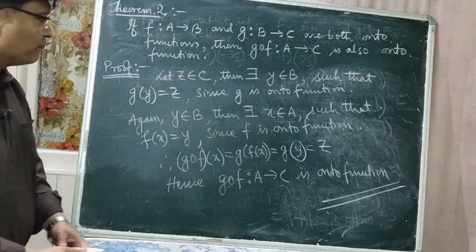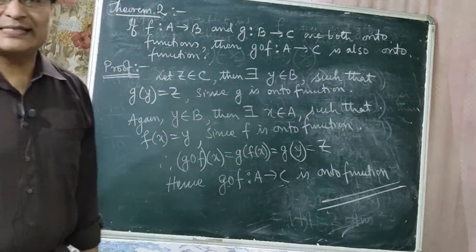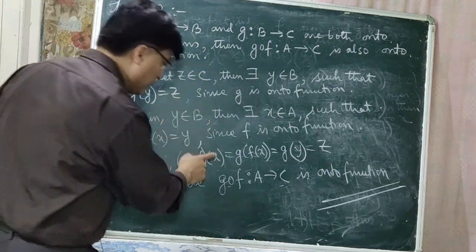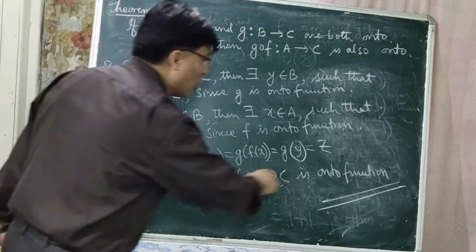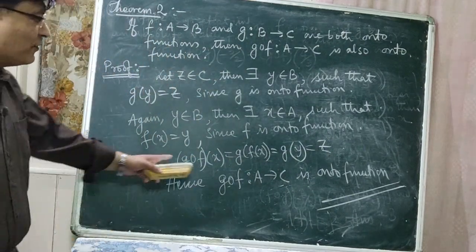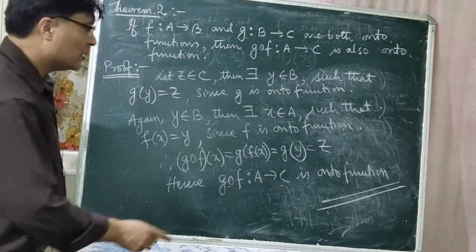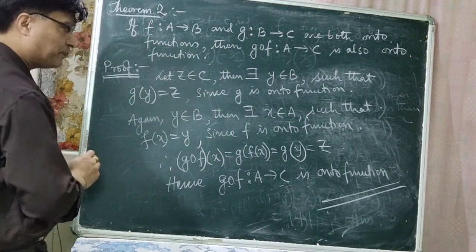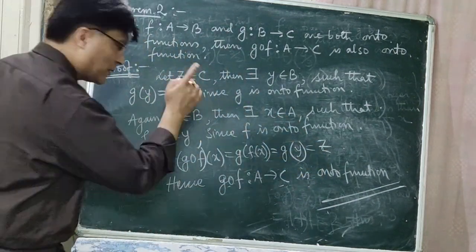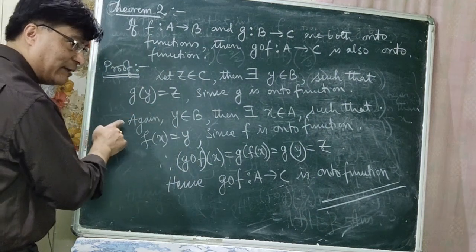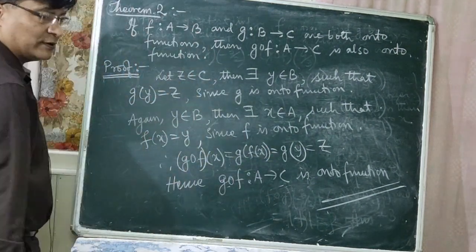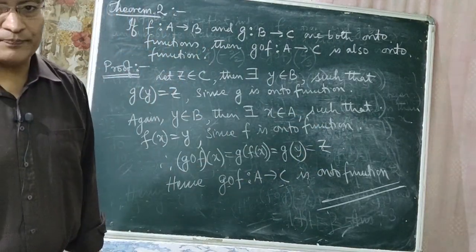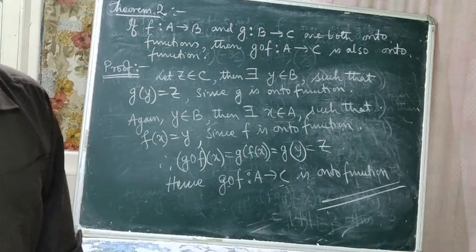So I think you have understood it. This z belongs to the set C. So there exists x belonging to the set A under gof. Okay, so here gof is an onto function. Is that clear? Since z belongs to the set C, there exists x belonging to the set A under the function gof. So in this case, gof such that A to C is an onto function. So it is proved.